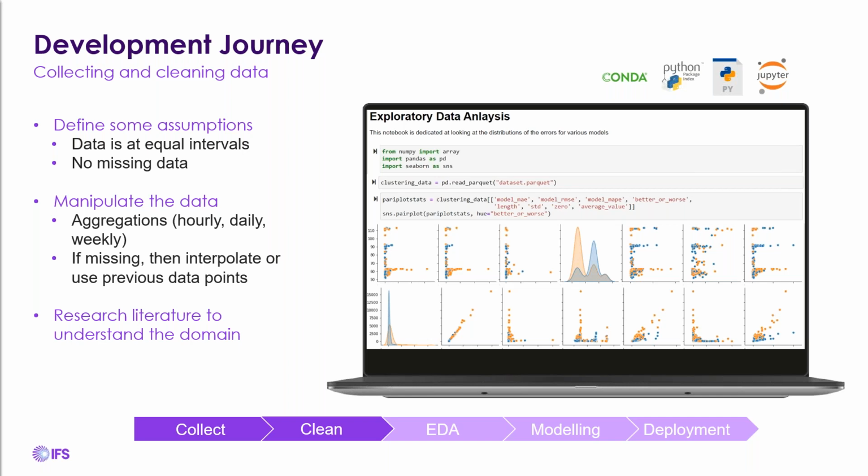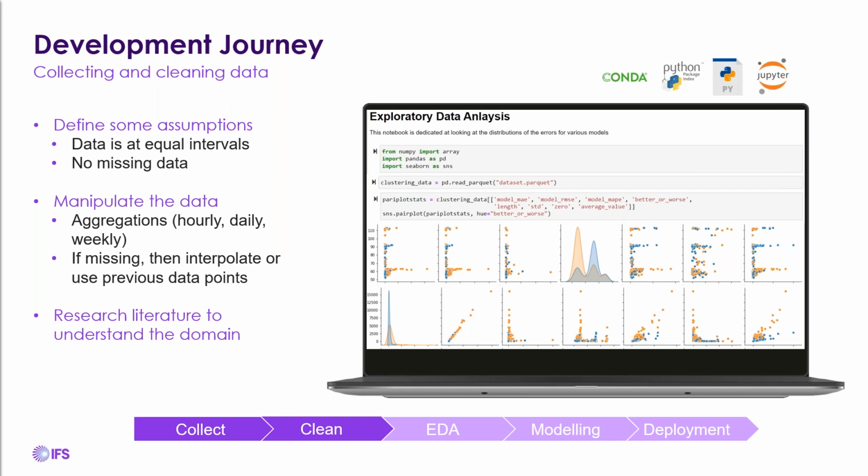Now, also at this stage we're going to have defined some assumptions, some about the data, some about the problem, and we can even start validating a few of them. So is the data coming in at equal intervals? Do we have any missing data? And if we do, we might impute them. And so we start manipulating, cleaning, dealing with missing values and other operations like that.